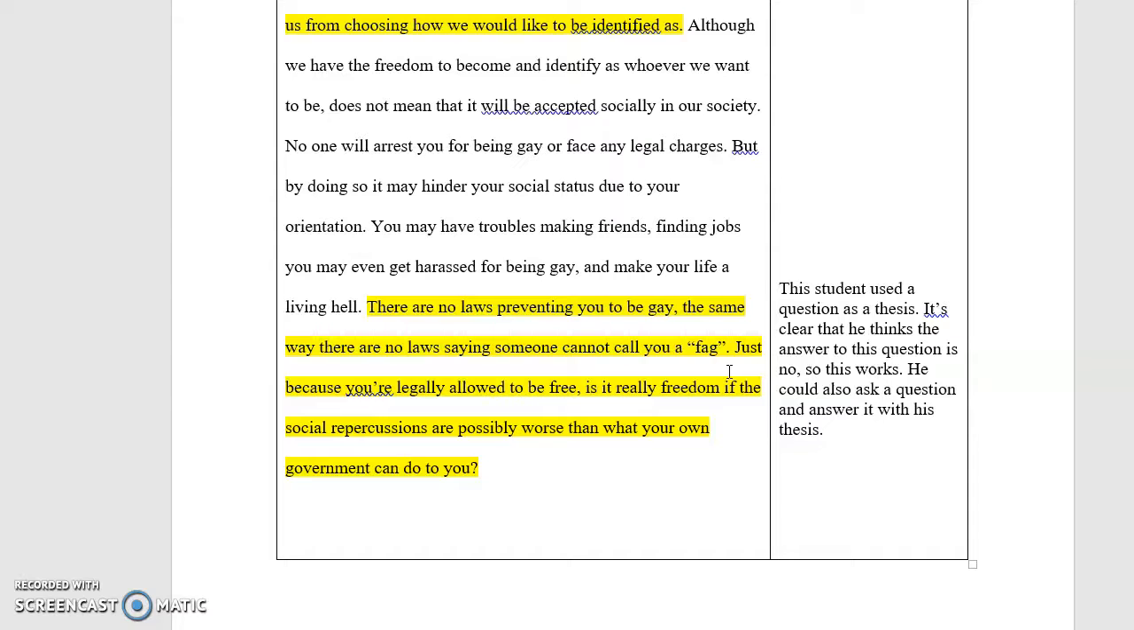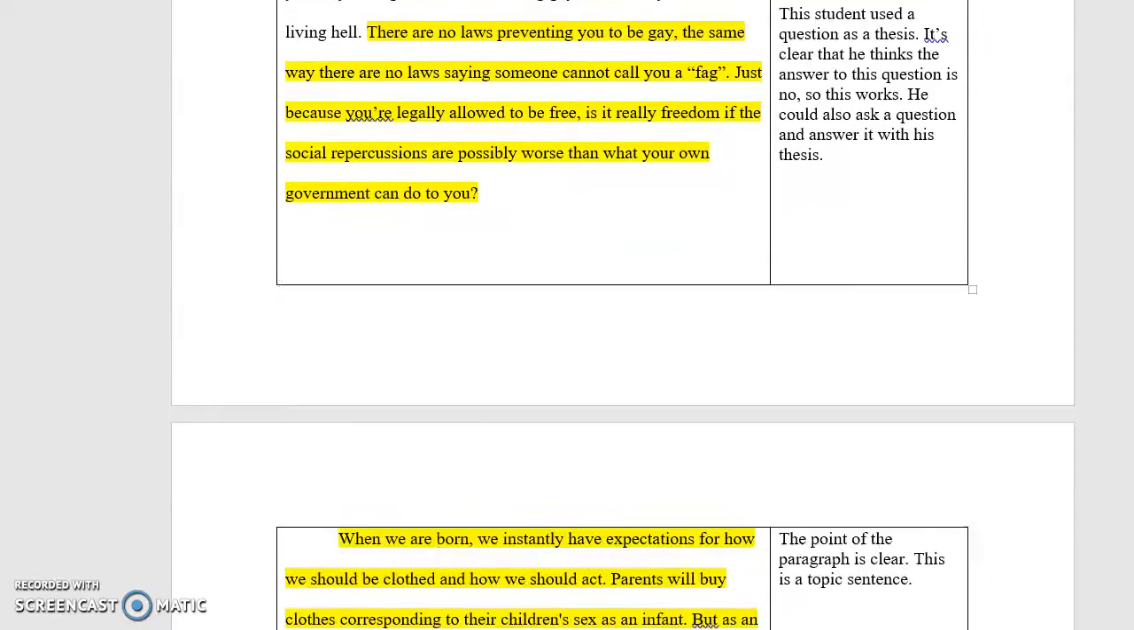So for our essay, the question is, who gets to be lucky? And the way you answer that question is your thesis. You might even, in your introduction, ask that question and answer that question with your thesis. This person has a rhetorical question as his thesis, meaning it's a question we all know the answer to. So there's his thesis right at the end of his introduction.